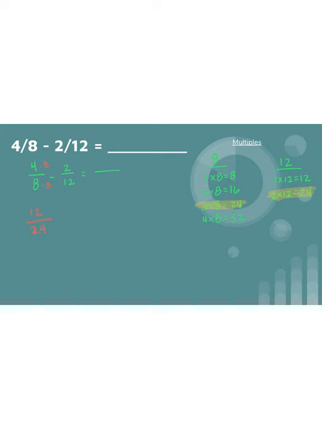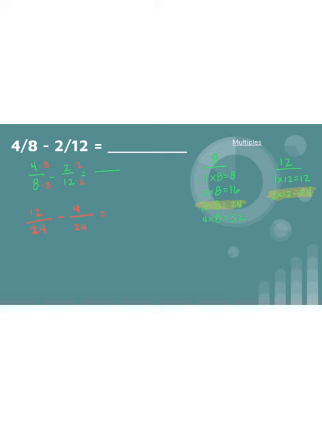Okay, so I'm going to look at my 2/12. What am I multiplying that 12 by? Well, 2 times 12 is 24, so now I have to multiply both top and bottom by 2. I'm subtracting, so 2 times 2 is 4. And 2 times 12 is 24.